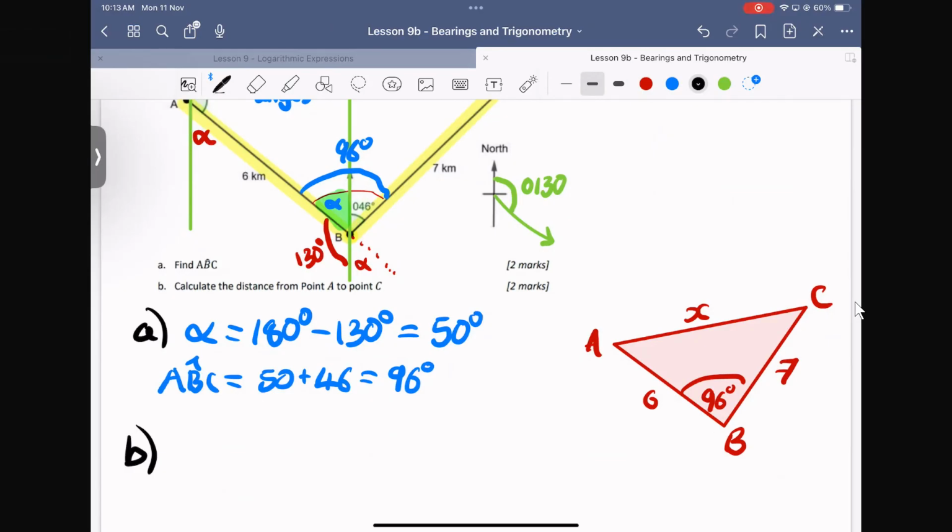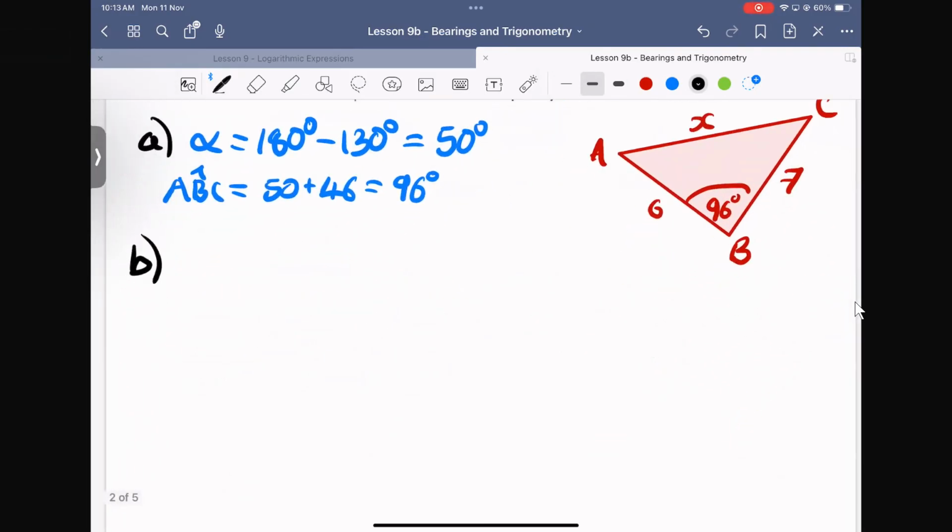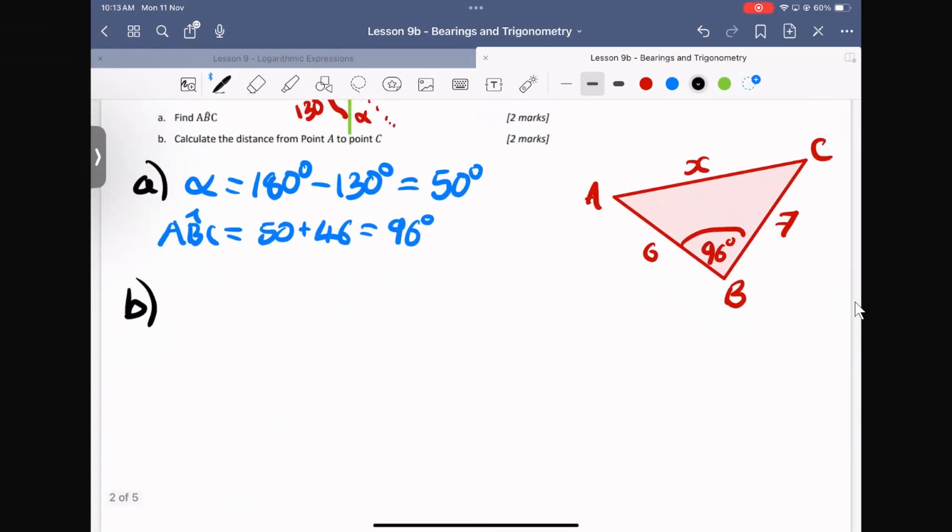We don't have an opposing angle. We don't have a known side and opposing angle. Problems involved where you don't have a known side and opposing angle use the cosine rule. Cosine rule usually has 3 sides in it, in the problem. One of them is unknown in this case, doesn't have to be unknown. Could be an unknown angle and just 3 sides, but this is a cosine rule.